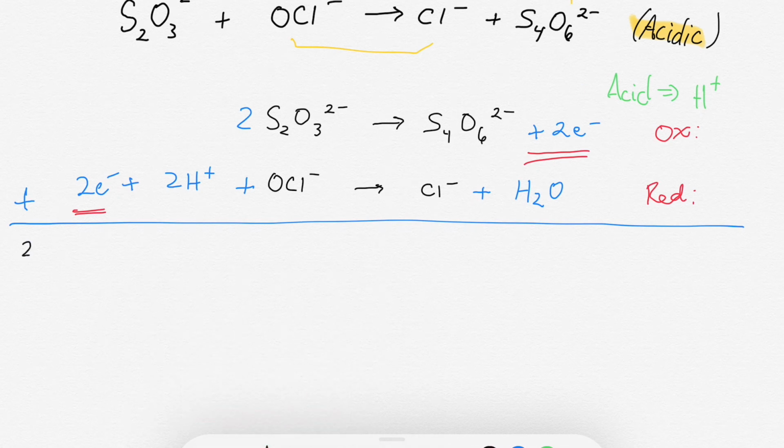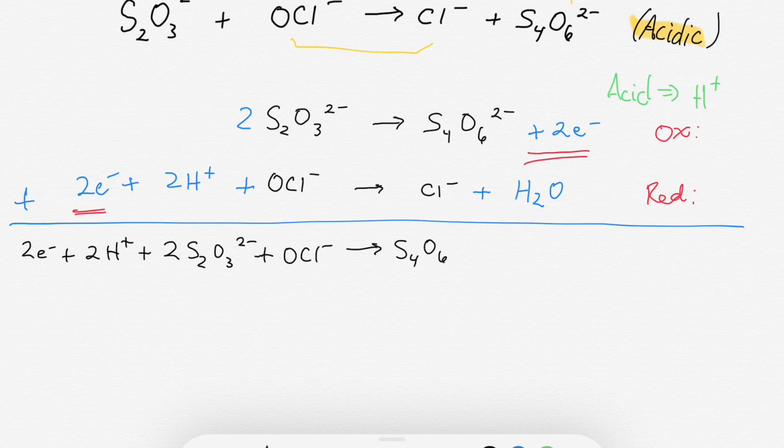So we have our 2 electrons plus 2H plus. It doesn't matter the order that you write these. So plus 2 S2O3 2 minus plus OCl minus to form S4O6 2 minus plus 2 electrons plus Cl minus plus H2O.